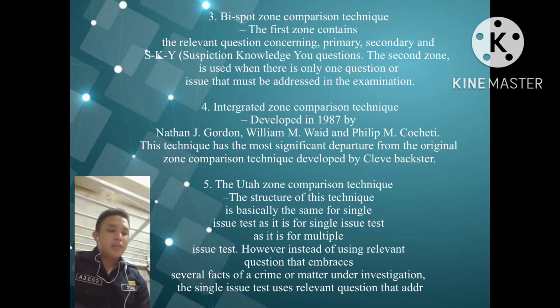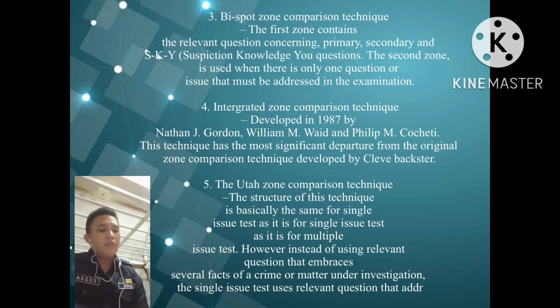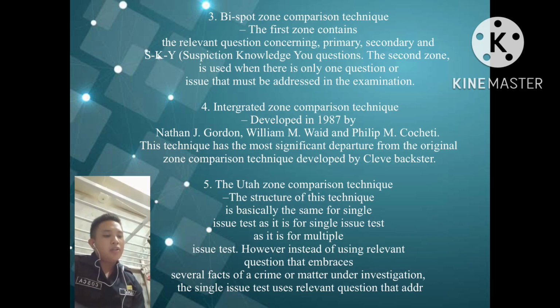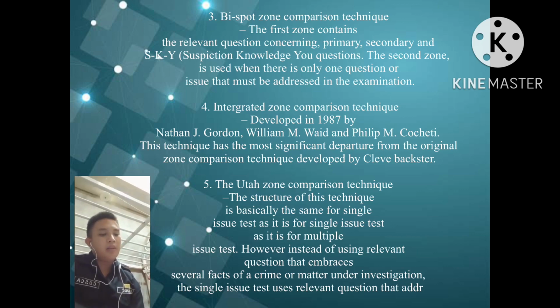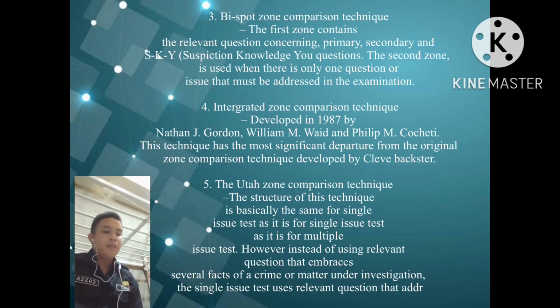So the last is the Utah zone comparison technique. The structure of this technique is basically the same for a single issue test as it is for a multiple issue test. However, instead of using relevant questions that embrace several facts of a crime or matter under investigation, the single issue test uses relevant questions that address a single issue only.